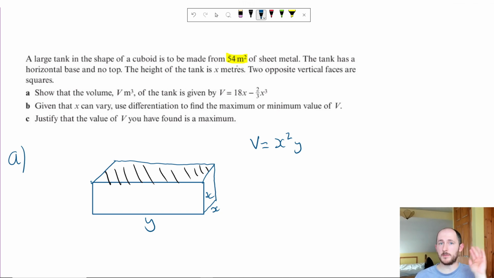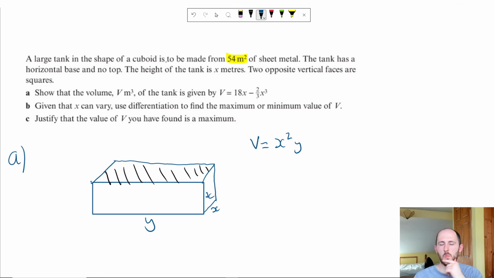Now, this information can be anything. Sometimes it's a surface area. Sometimes it's the depth of water. Sometimes it's... Sorry about that, I had to sneeze. Sometimes it's even the cost per gram of metal used or something crazy like that. But the idea is that you're going to somehow use this information to eliminate the variable you don't need. In this case, I don't need y.